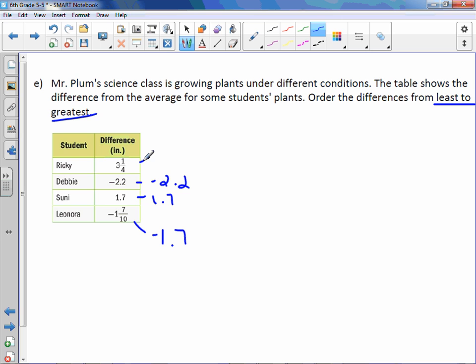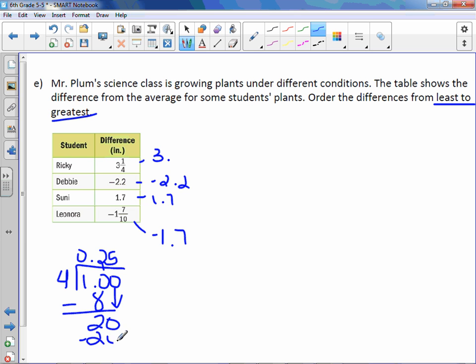3 and 1/4 would be 3 point something. If you're not sure what 1/4 is as a decimal, let's do the division. 4 goes into 1 0 times. 4 goes into 10 twice. Minus 8 is 2. Bring down a 0. 4 goes into 20 5 times. Minus 20 is 0. So it's 3.25. These aren't negative signs, let me make these arrows so we don't get confused here.